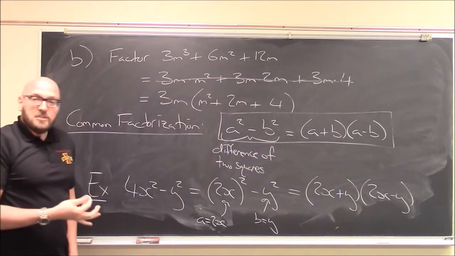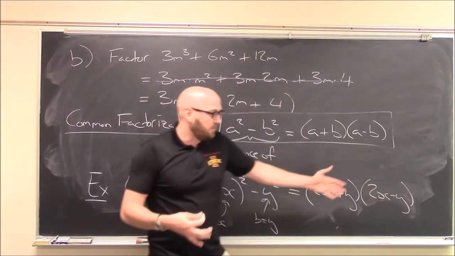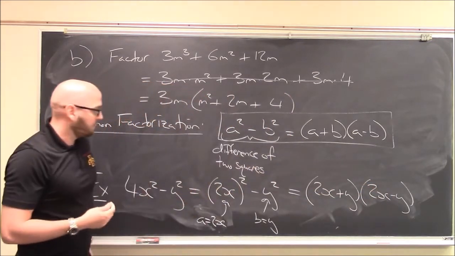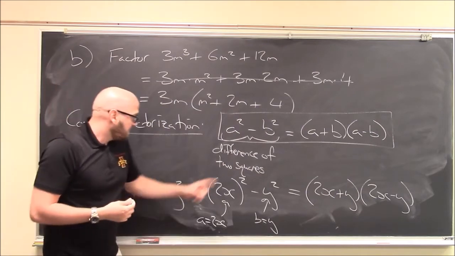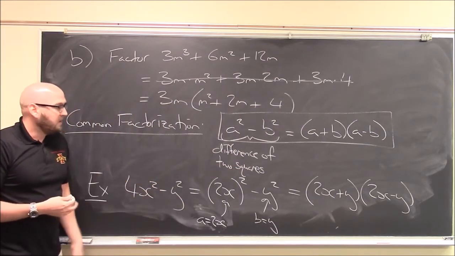And again, I urge you to check this. Check that when you multiply these together, when you FOIL these or distribute or whatever, just multiply those two polynomials together, you do indeed end up back here at 4x squared minus y squared. You will, I promise.